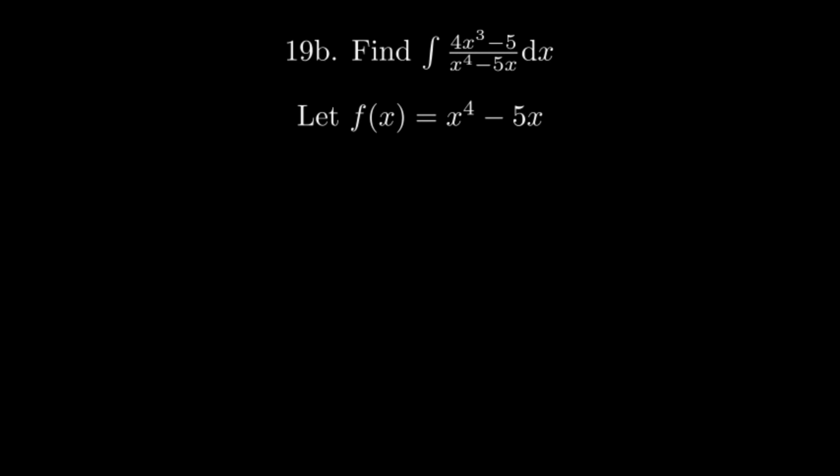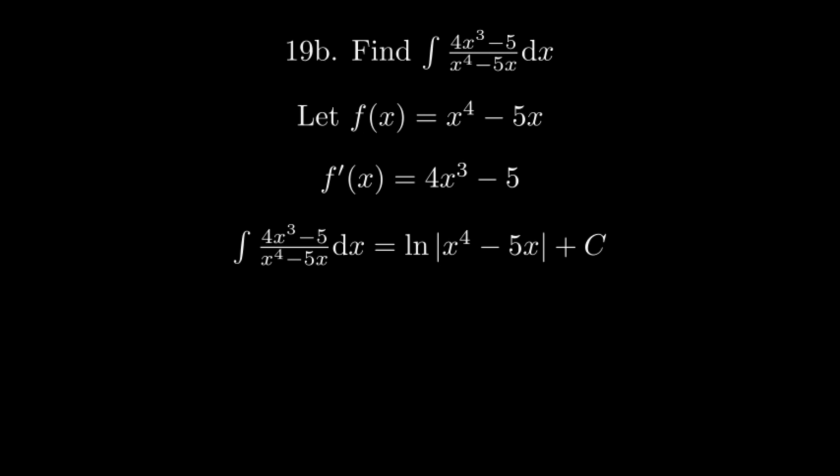Let's look at question 19b. We need to find the integral of 4x cubed minus 5 divided by x to the 4th minus 5x dx. This is another integral in the form of f prime of x divided by f of x. Let's verify. Let f of x equals x to the 4th minus 5x. The derivative, f prime of x, is 4x cubed minus 5. So the integral is indeed of the form f prime of x over f of x dx, which integrates to ln f of x plus c. Therefore, the integral is the natural logarithm of the absolute value of x to the 4th minus 5x plus a constant c.